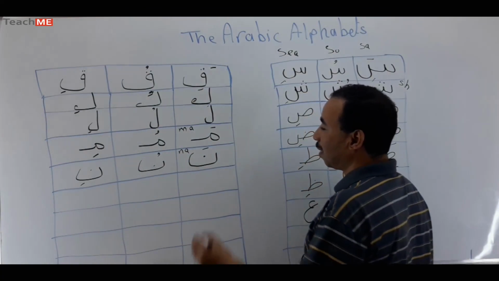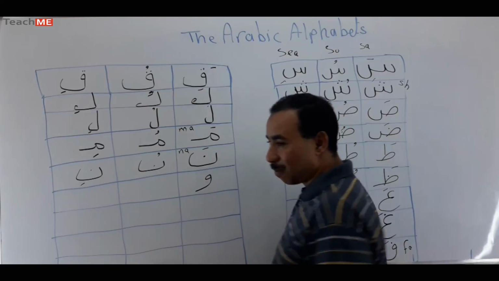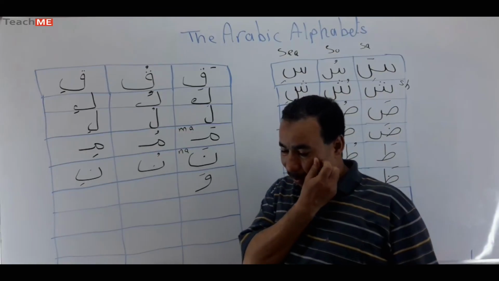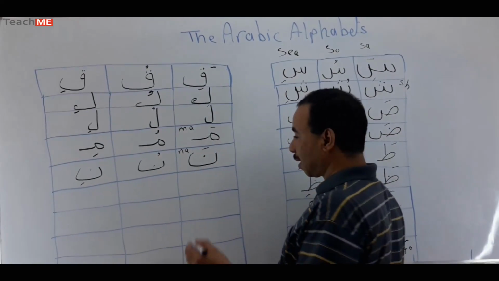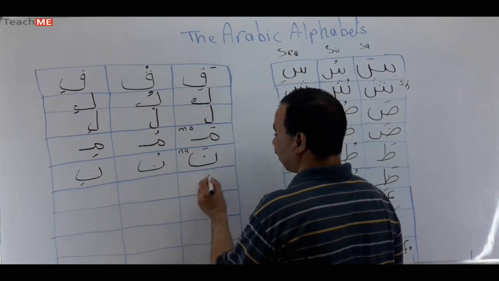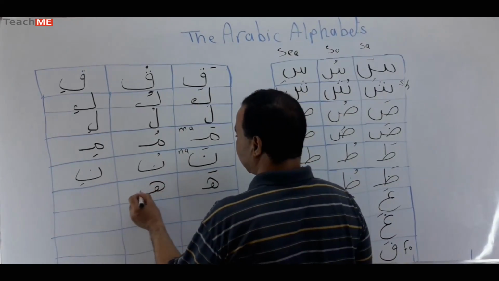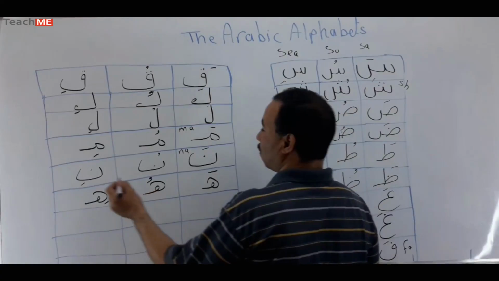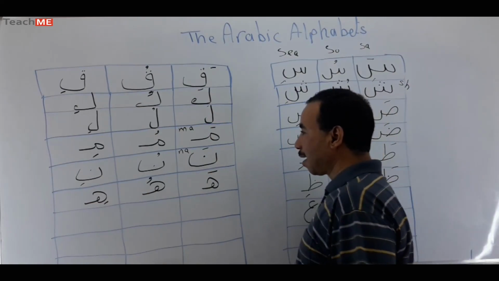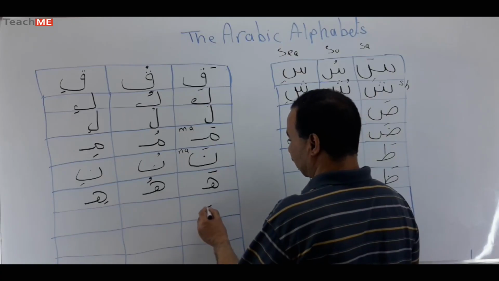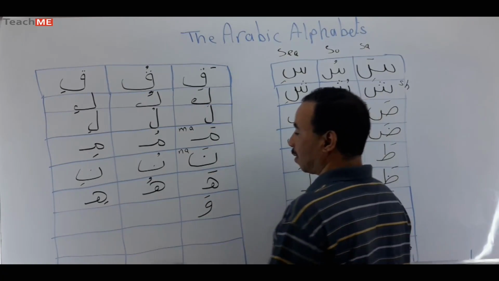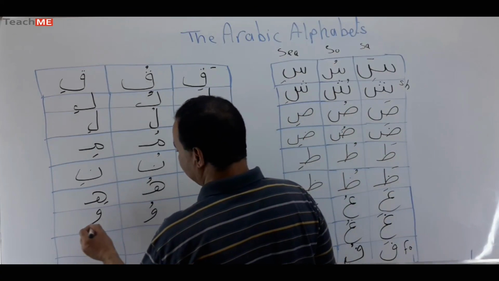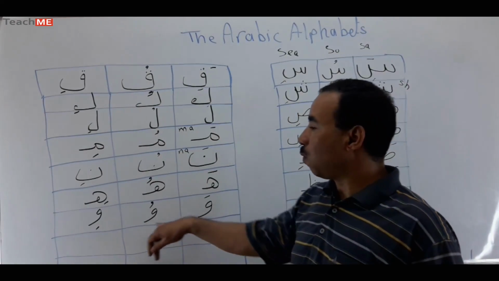After that, Waw. This is Waw. After that, Ha. Fatha, ha. Dhamma, hu. Kasra, hi. Then Waw: fatha, wa. Dhamma, wu. Kasra, wi.